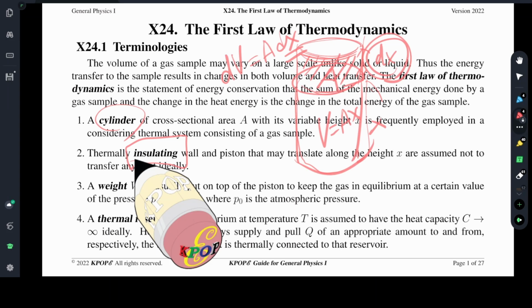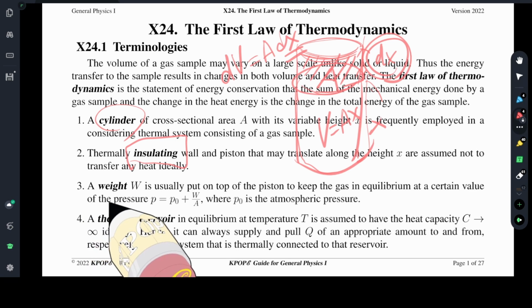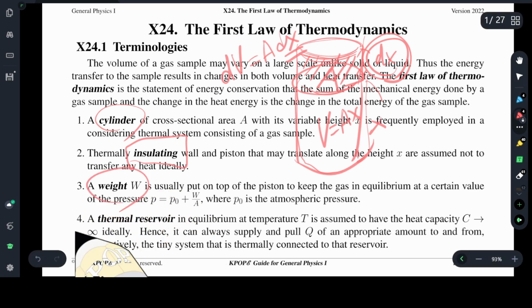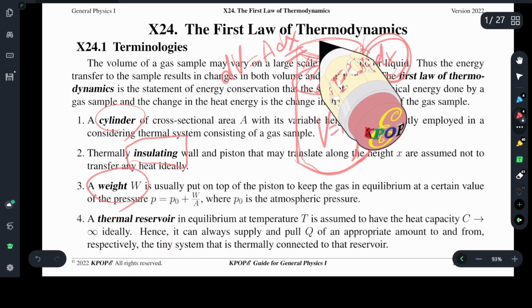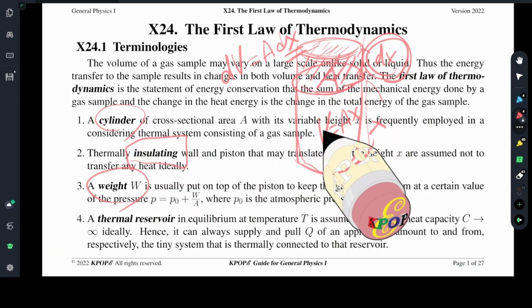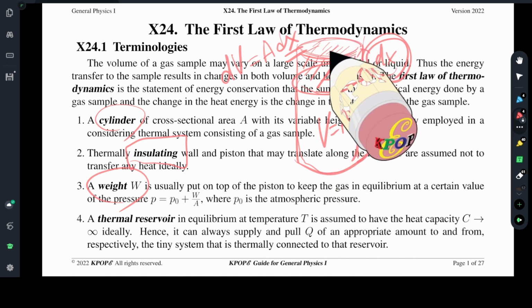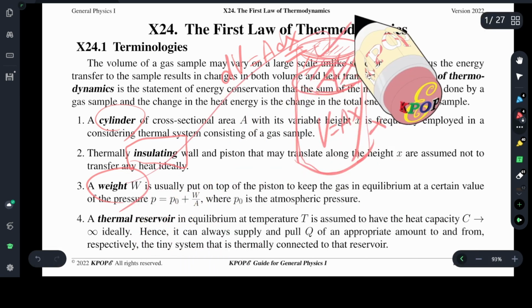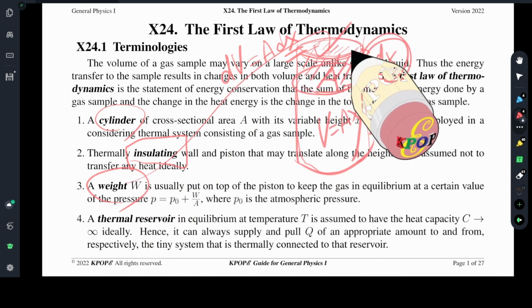So our main interest from now on is concentrated on gas mechanics. A weight is used to control the pressure pressing down on the lid of the container, mostly made of a cylinder. So the weight is used to control the magnitude of the pressure.